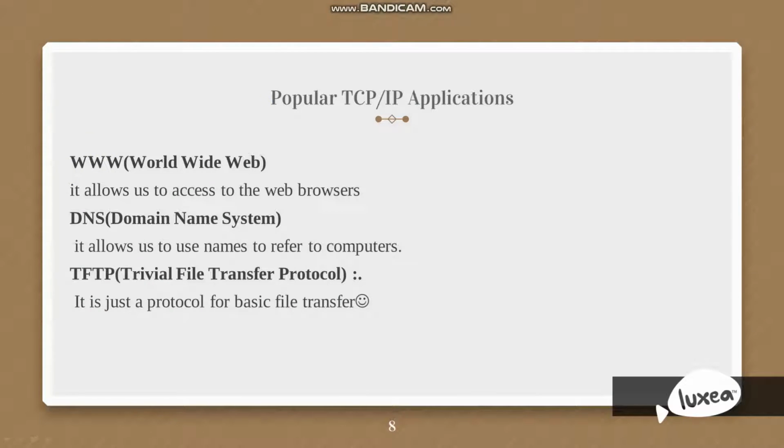So, let's talk about popular TCP/IP applications. First, as we know, WWW. What is WWW? World Wide Web. WWW is very familiar to us because it allows us to access web browsers. However, we can actually use WWW to manage a router or switch. Next, DNS, Domain Name System. It allows us to use names to refer to computers instead of IP addresses, as in the client-server model.